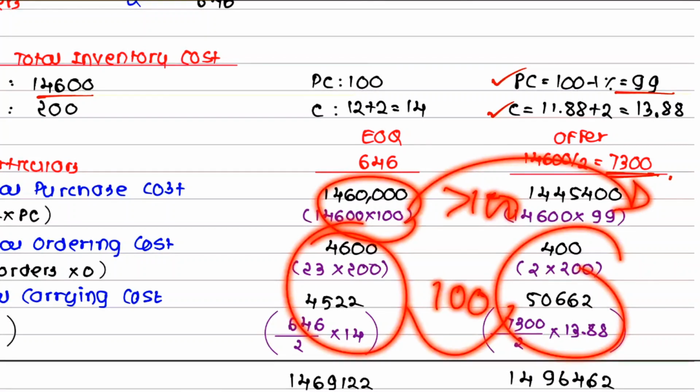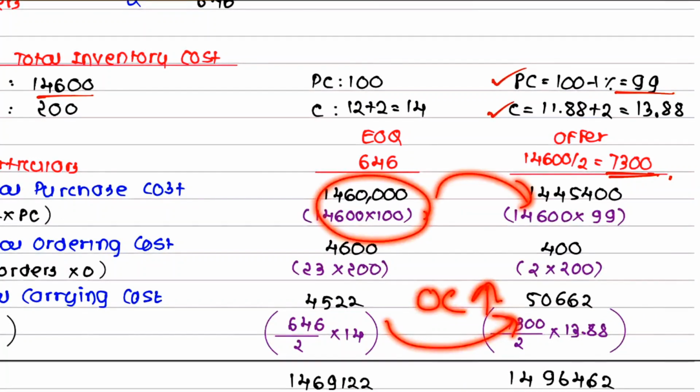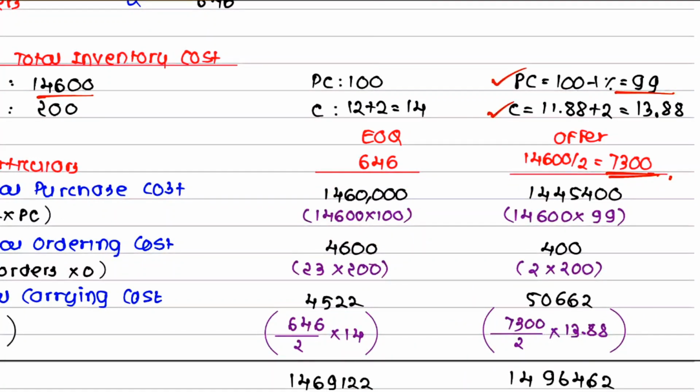Did you understand this? If you shift from here to here, your ordering and carrying cost will increase. If your purchase cost reduces by more than that, then well and good. Did you not understand that a little? Understood? Okay, now understand this.